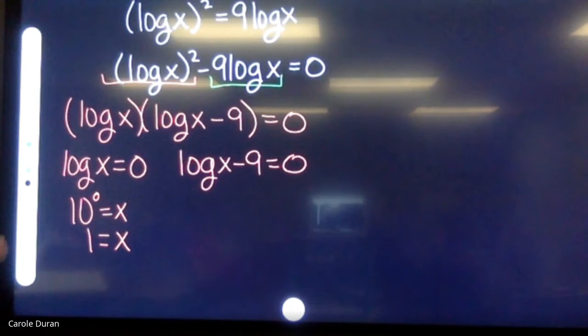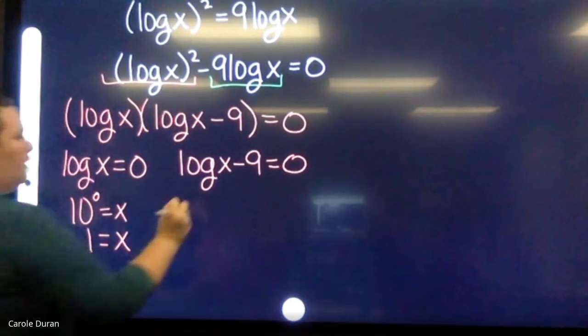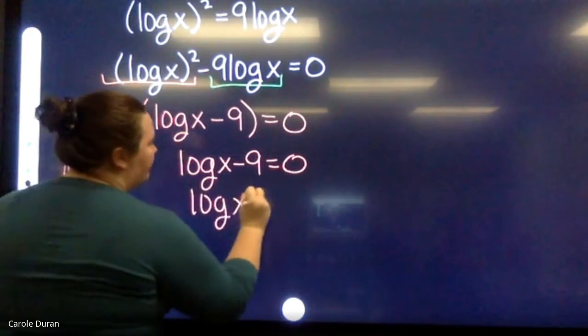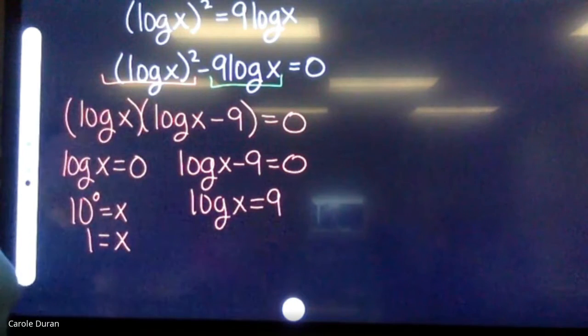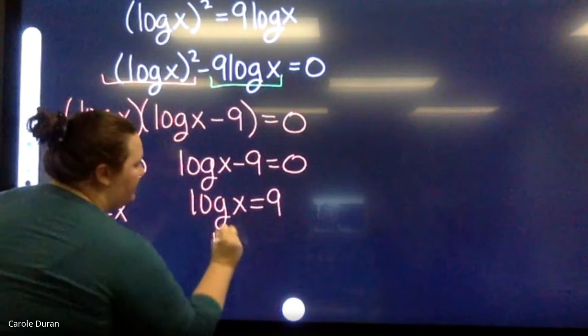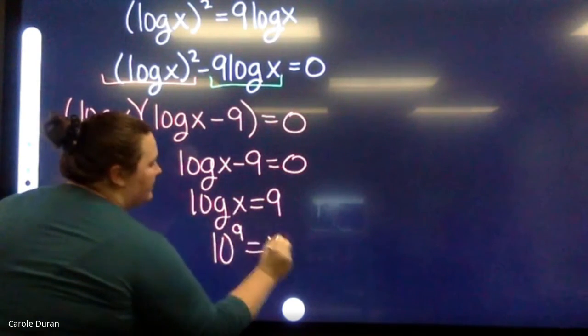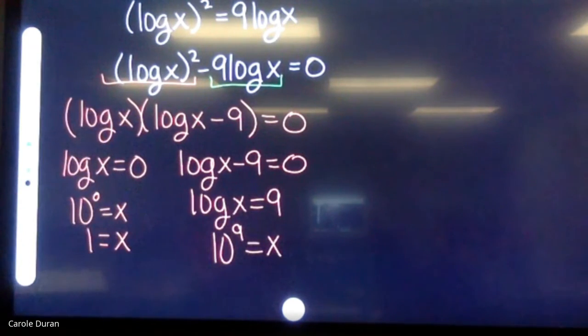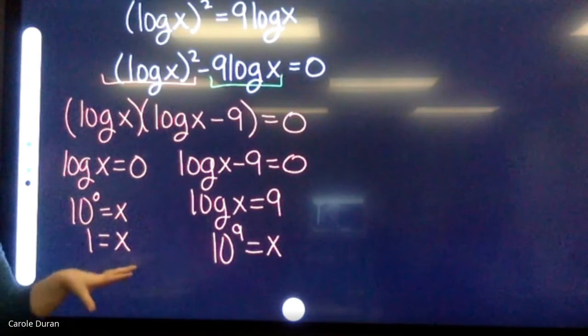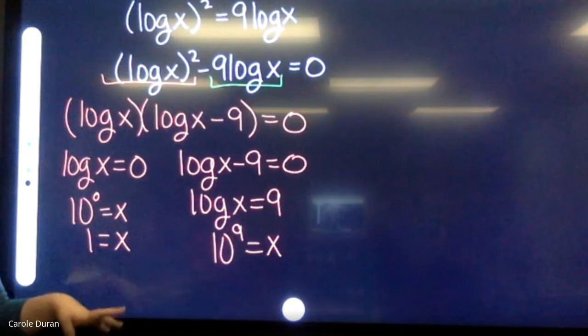I'm kind of going to do the same thing on that right-hand side, except first I have to add the 9 over. So I'm going to have log of x equals 9. From here, I'm going to go ahead and rewrite this as an exponential function. We assume my base is 10. So I get 10 to the 9th equals x. That's going to be an extremely large number. It's a billion. Because 6 zeros is a million, another 3 makes billion. I'm not going to make you write 1 billion. You can leave it as 10 to the 9th for this.